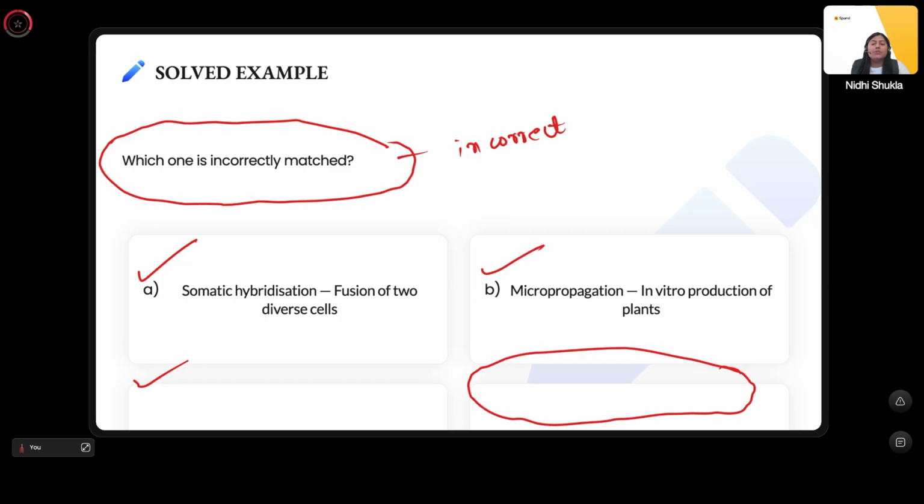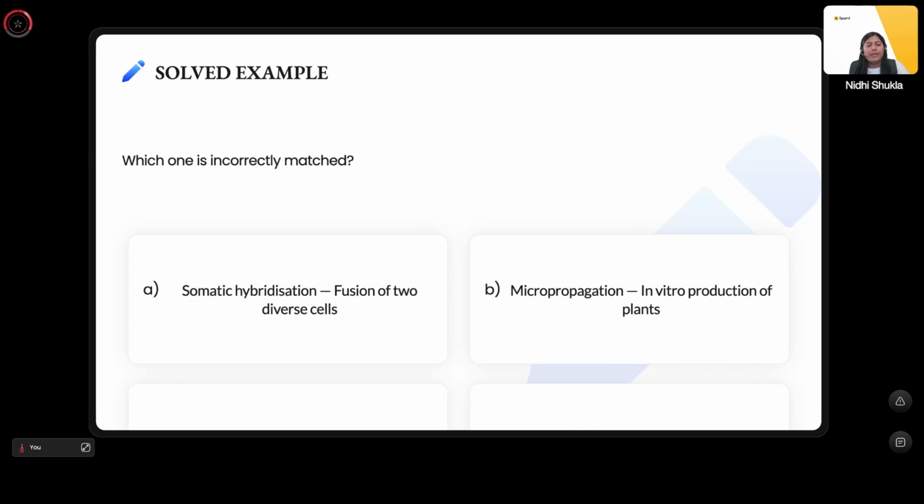So your answer is going to be vector DNA. Okay, why? Because vector DNA is actually used to transfer your gene of interest into your host organism. So A, B, and C are correct. D is incorrect. Hence, your answer is going to be D.